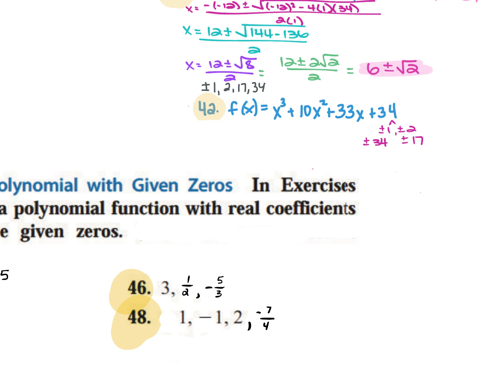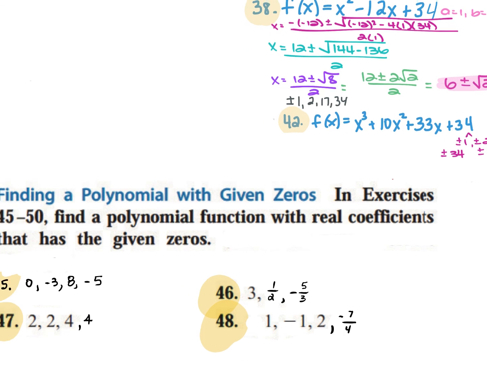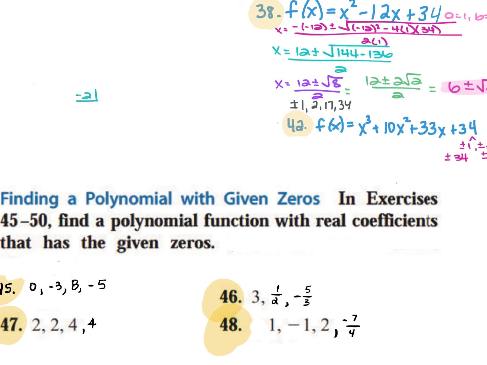Again, I've done this already, so I know that the negative 2 is going to work. I'm going to use that one first. So if we use negative 2, we're going to have 1, 10, 33, and 34. That 1 is going to drop down. Then you have the 1 times negative 2. That's going to give you negative 2. 10 minus 2 is 8 times negative 2 is negative 16. The 33 minus 16 gives you 17. 17 times negative 2 is negative 34. So that gives you your 0.